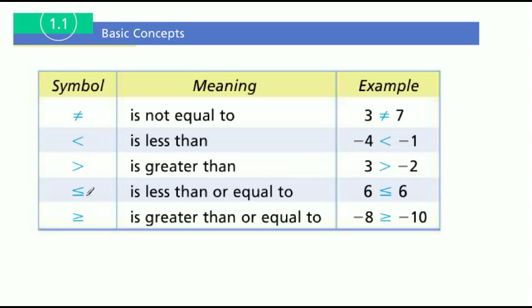Less than or equal to, so this right here, 6 is less than or equal to 6, and that is true. So 6 is not less than 6, but it is true that 6 is less than or equal to 6, since it's equal to that. And then we have greater than or equal to, and that's why we say -8 is greater than or equal to -10. So it's not equal to, but it is greater than -10.